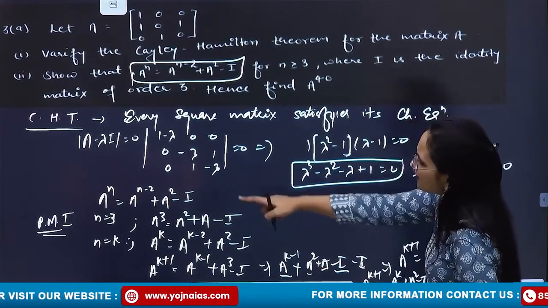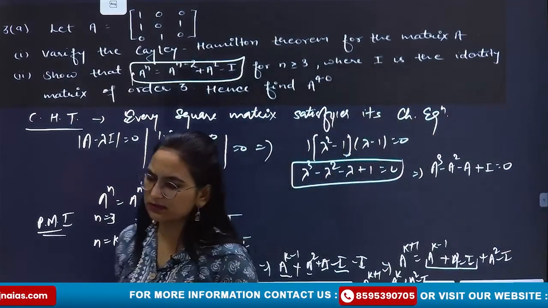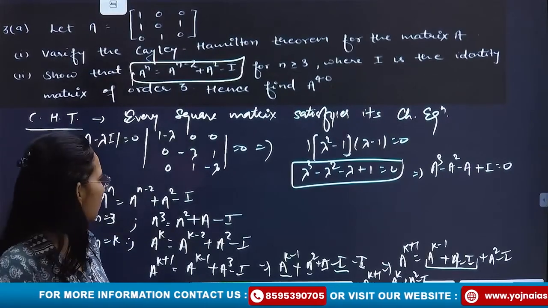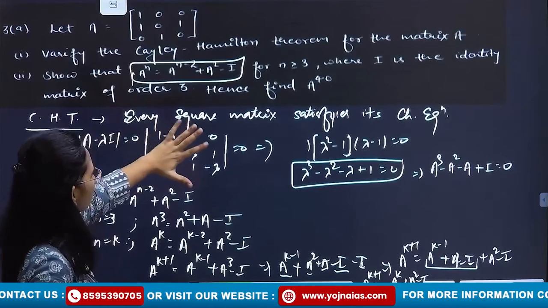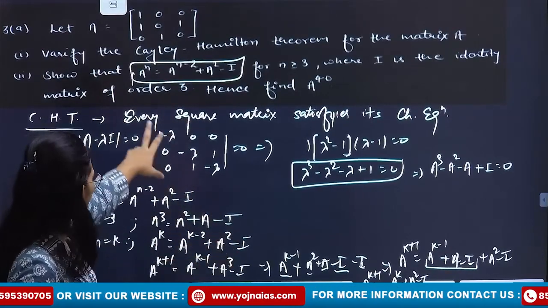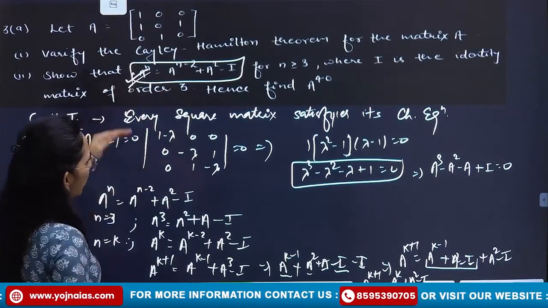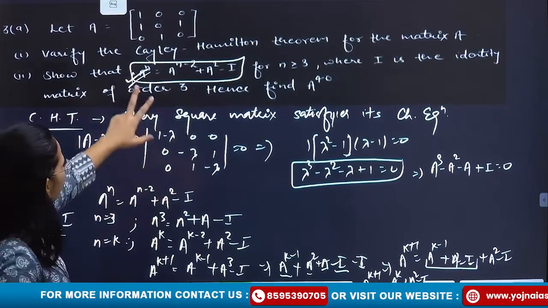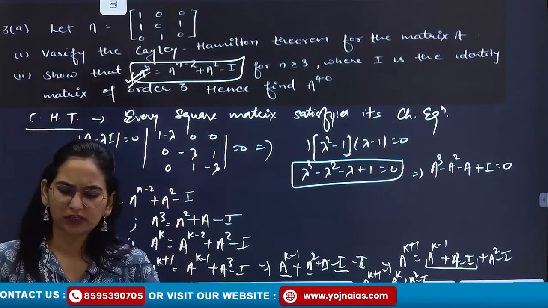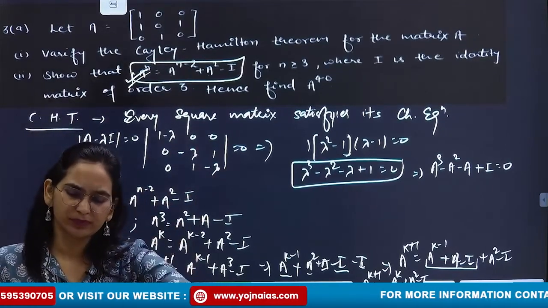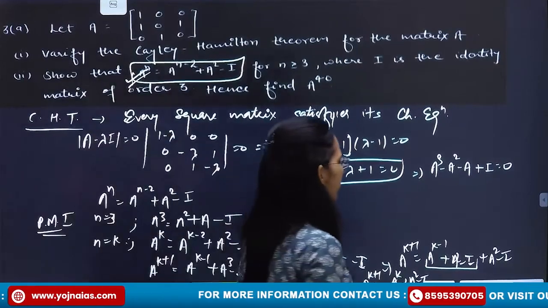Hence the result holds for n equal to k plus 1, and hence by the principle of mathematical induction this is proved for n greater than or equal to the base value. Also you need to find out a 40. How will you find it? In this relation put a equal to 40, and then back substitute all the values. You could get a 38, then calculate a 38, you could get something in a 36, and there would be some kind of repetition, and you will get an idea of what to do at the end.